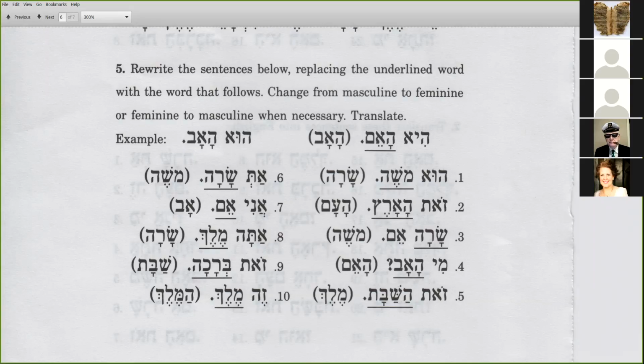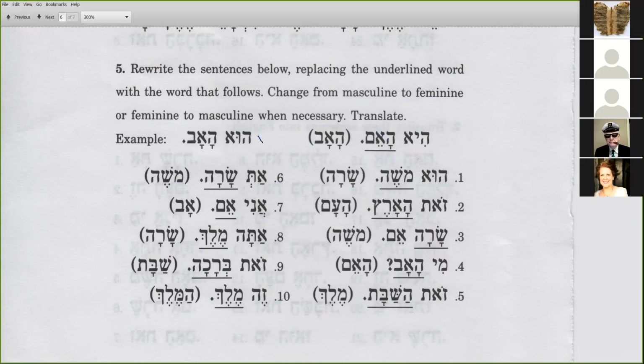Okay, so here's our first example. We've got "hi ha-em." She is the mother. But what happens if we get rid of this and make it this? Suddenly, this has to change, doesn't it? And so that's how "hi" changes to "hu," because it has to match "ha-av." He is the father. So that's essentially what we're doing here.